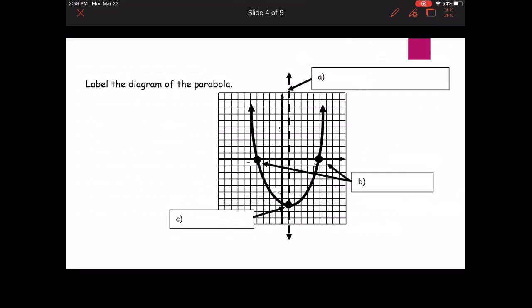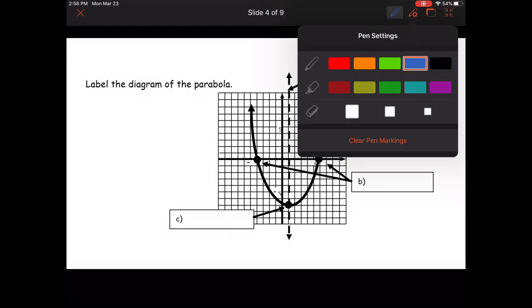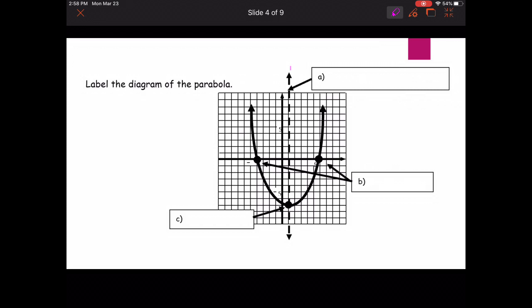So the first thing on this graph that we're going to look at is A. Let me grab a highlighter so I can show you all the different things. We're going to look at this purple one right here. This line is a vertical line. Vertical, it goes up and down. That is going to be our axis of symmetry, or AOS. It's going to be x equals some number. Again, the equation is x equals a number.